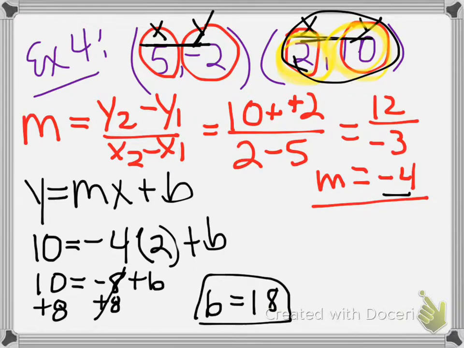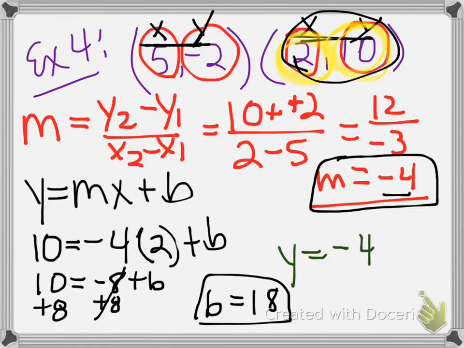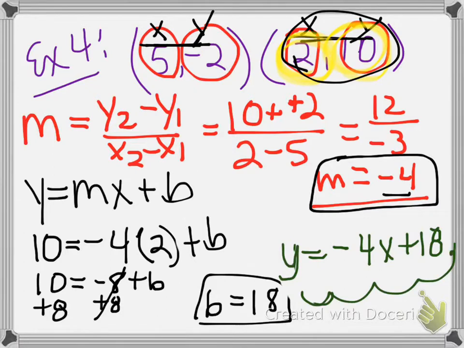B, and then there's my m. So what's my equation going to be? Y equals -4x plus 18.